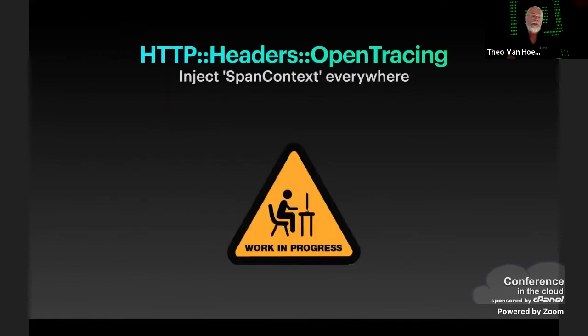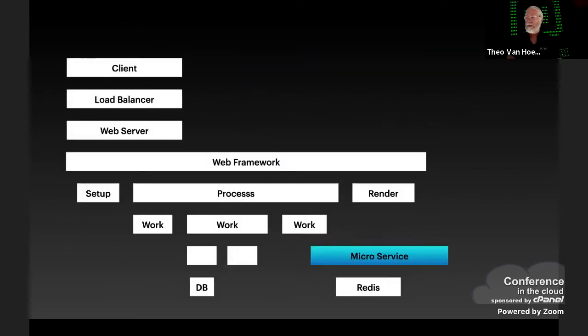The other one, HTTP headers OpenTracing. Yes, inject the span context everywhere. HTTP headers is the format we are using for extracting and injecting information and traces. CGI doesn't have HTTP headers, sadly. Anyway, if you have this, your microservice is going to be taken care of by itself.